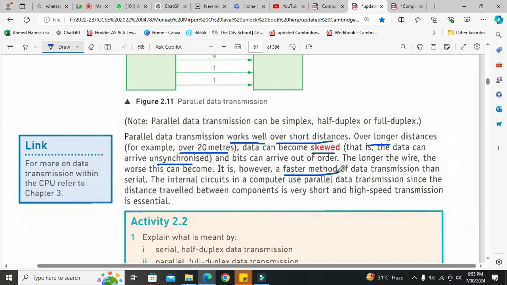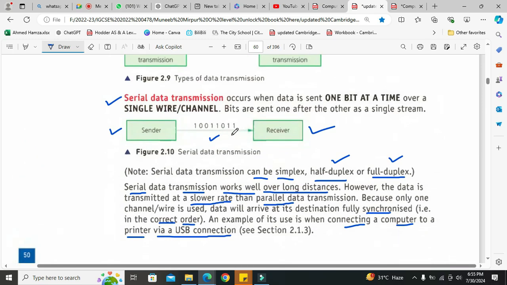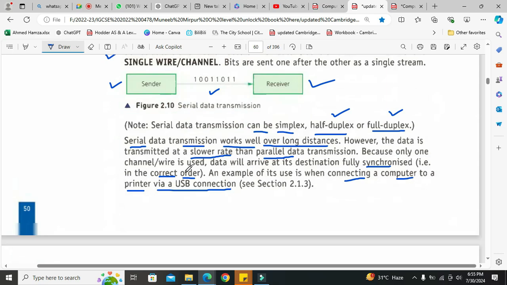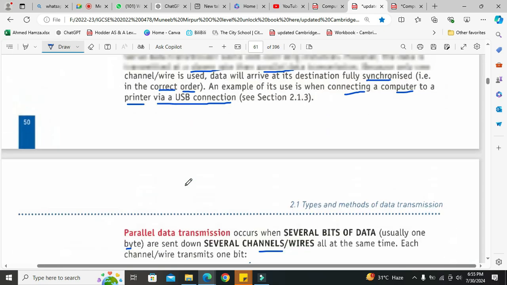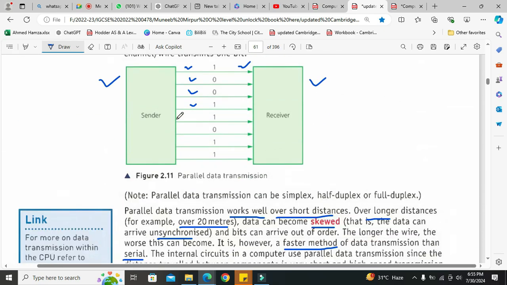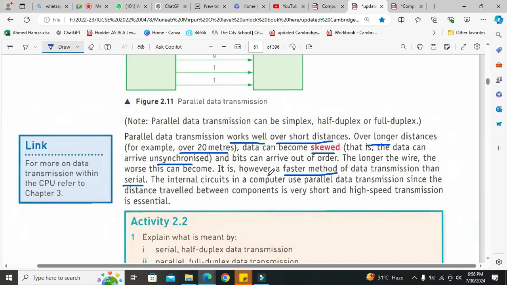Parallel data transmission is faster than serial, because in serial we use a single channel to transmit one bit at a time, one after another, and it works best for longer distances. Parallel transmits the data faster as compared to serial, but it will not work well over longer distances, because the data can become skewed, unsynchronized, or bits can arrive out of order. The longer the wires, the worse this can become. It is, however, the faster method of data transmission than serial.